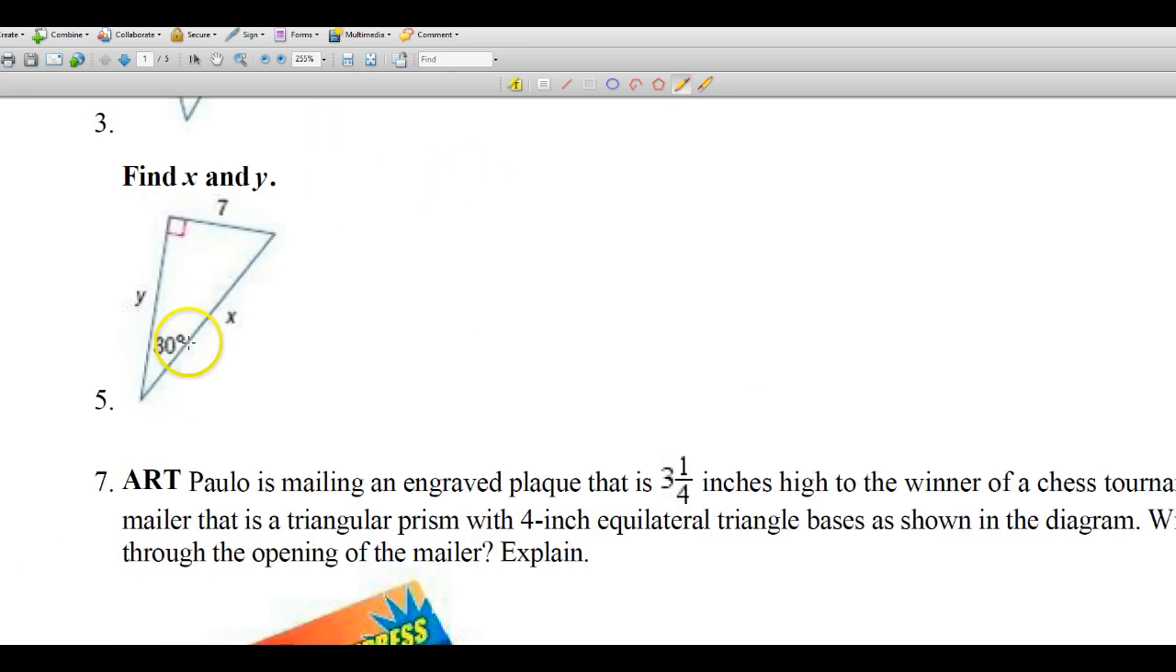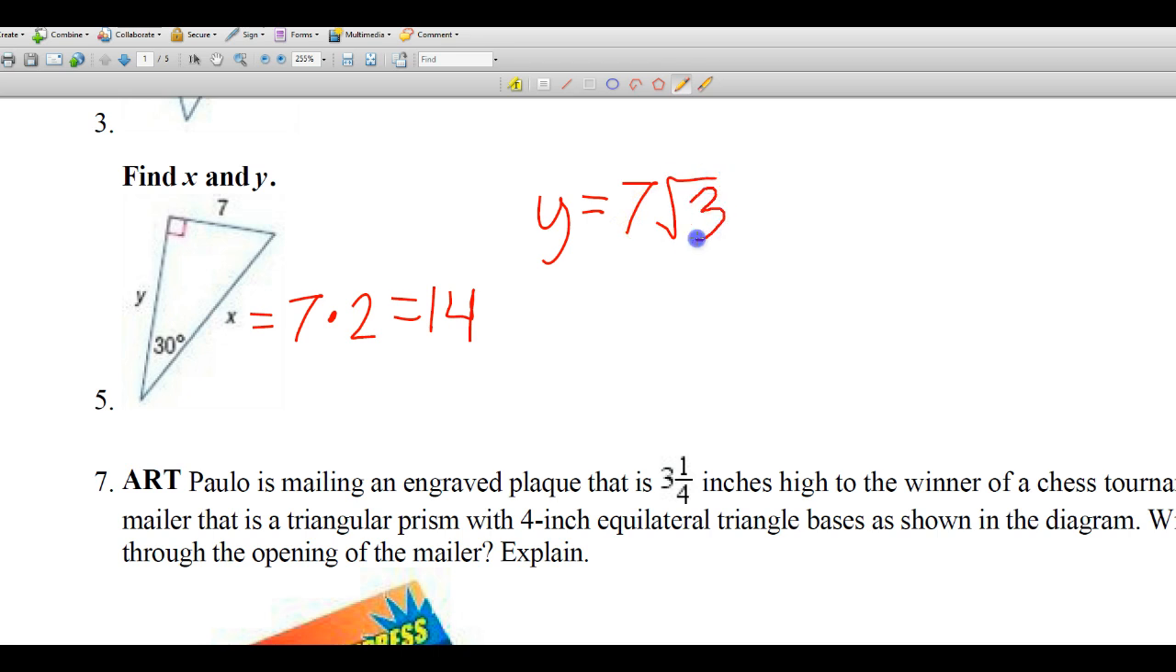For number 5, we have a 30, 60, 90 right triangle, and we are given the short leg, which is 7. The hypotenuse of a 30, 60, 90 is the short leg times 2, so that will be 14, and the long leg, which is y, is equal to the short leg times the square root of 3.